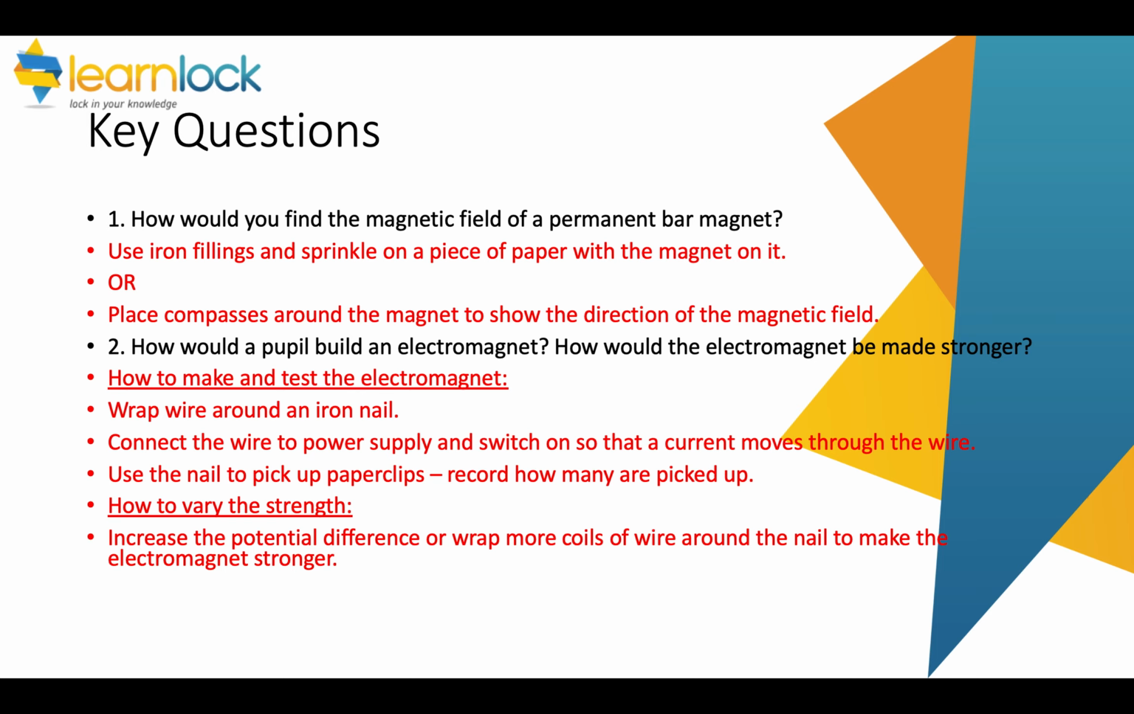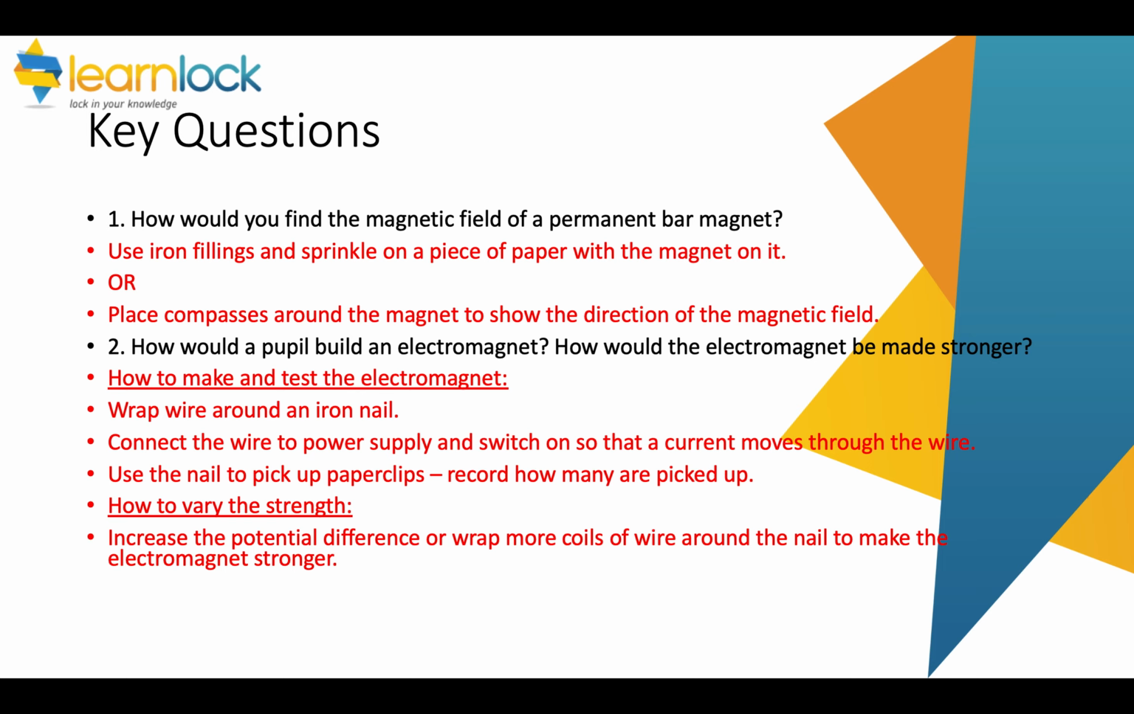First of all, how would you find the magnetic field of a permanent bar magnet? You can either place the magnet on a piece of paper and sprinkle iron filings on, which will give the shape of the field, or place compasses around the magnet, and the compasses have a little magnet inside them, which will start to move and show the direction of the magnetic field.